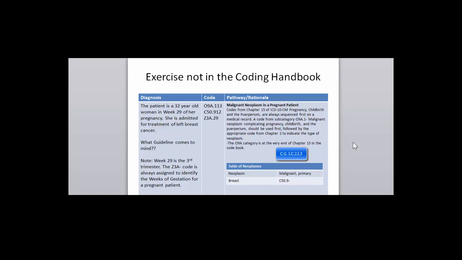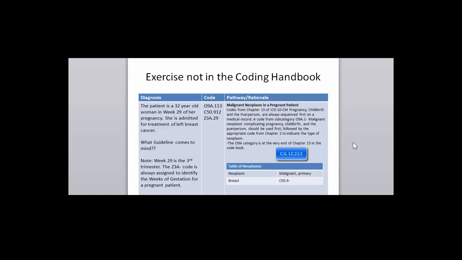You will learn when you get to this chapter, chapter 15 in the code book, that the week of gestation is always reported for any patient in the hospital who is pregnant. At the very beginning of the chapter 15 codes, there is a little table that tells you how the weeks correspond to the trimester. And week 29 is the third trimester, so Z3A.29 is her weeks of gestation. I know I'm jumping ahead, but that just explains to you where that comes from. There's no guideline about that that I'm aware of. It's in the code book, actually, that gives you that direction.